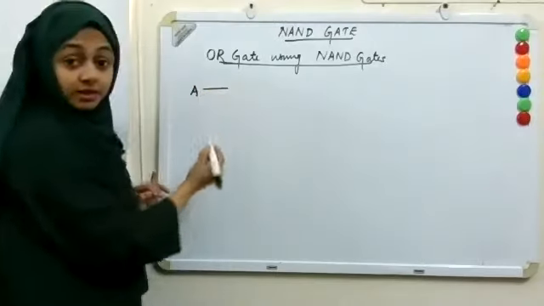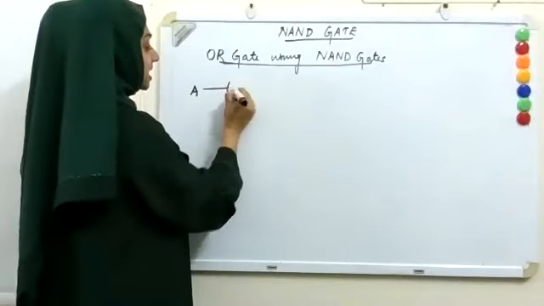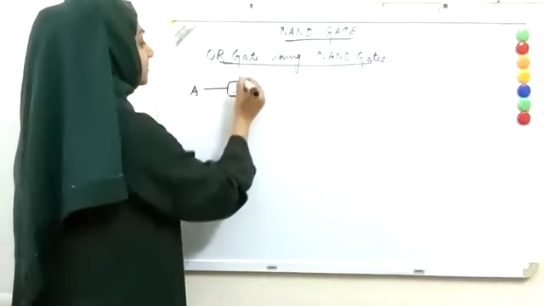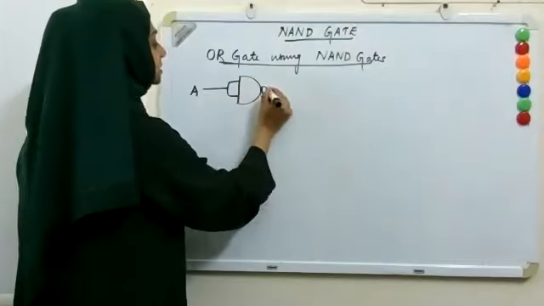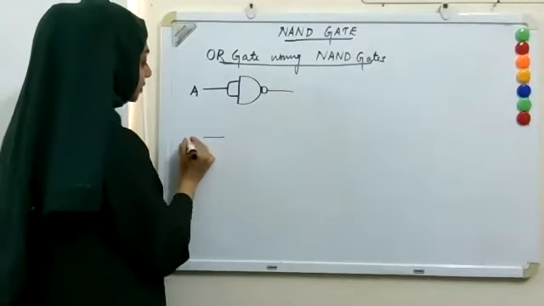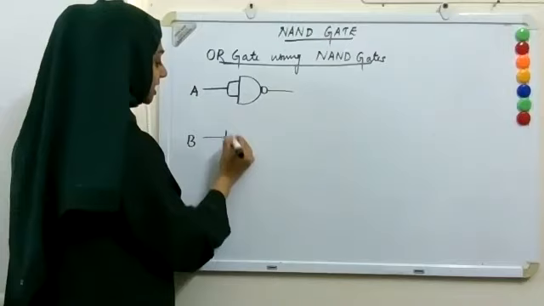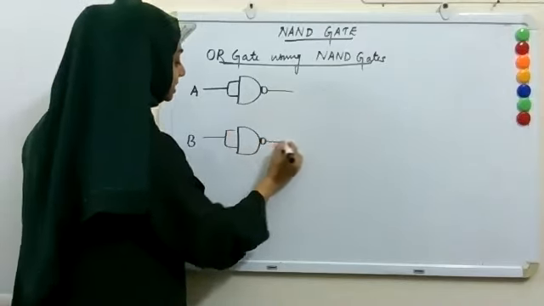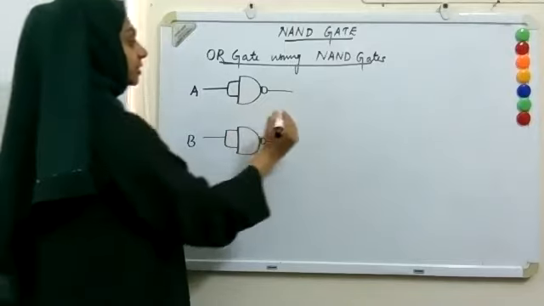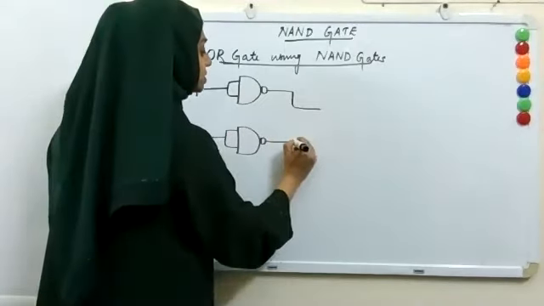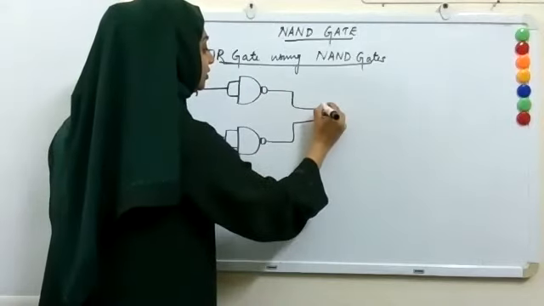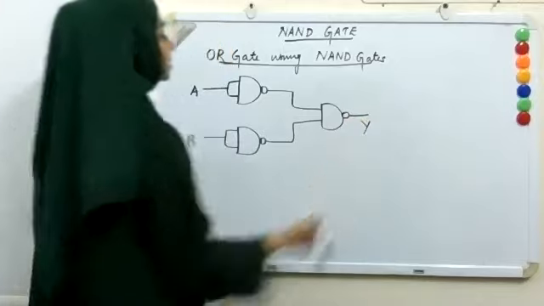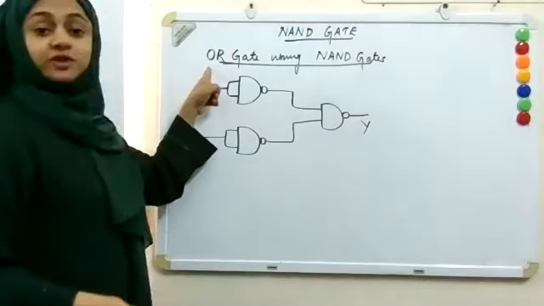So if you have an input A, you are splitting that into 2 and you will give it to a NAND gate, and with a circle. Another input is B. You will split that into 2. So the same input is given and you will get an output. And these two outputs you can give to another NAND gate. Then the output will be similar to that of the OR gate.